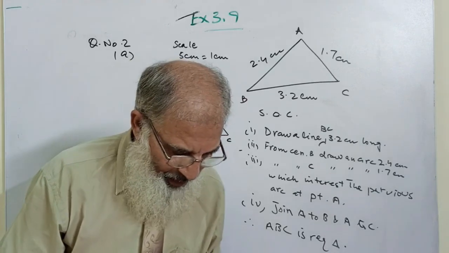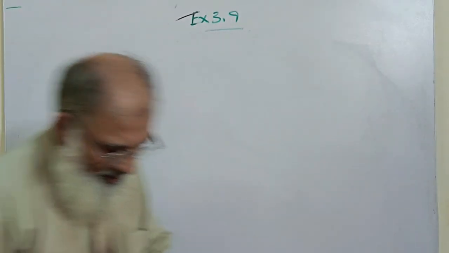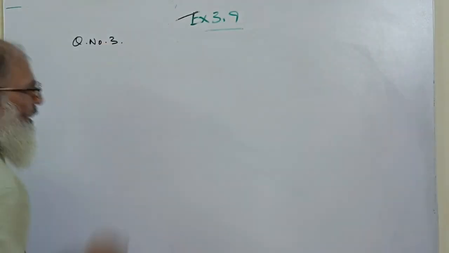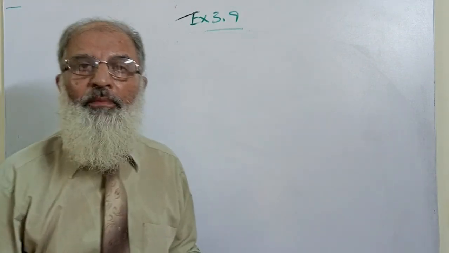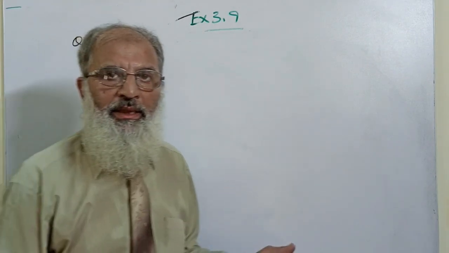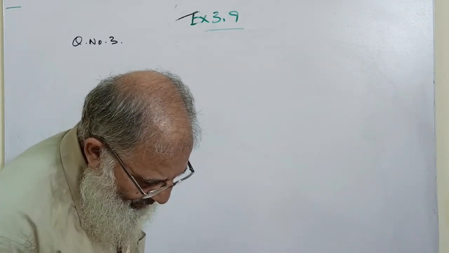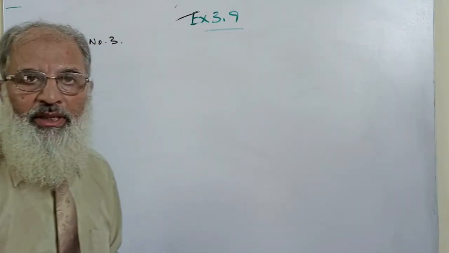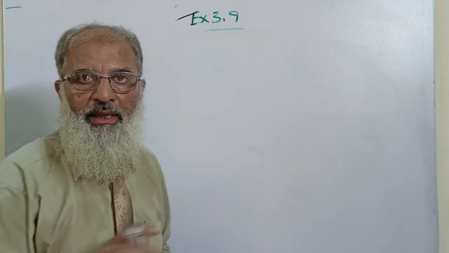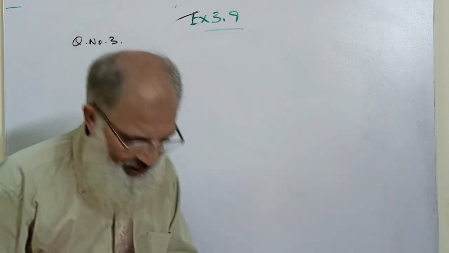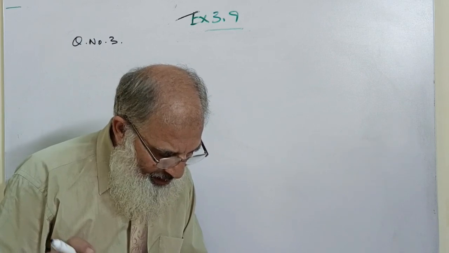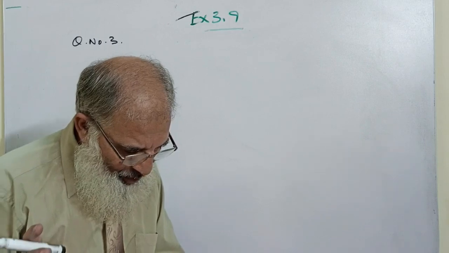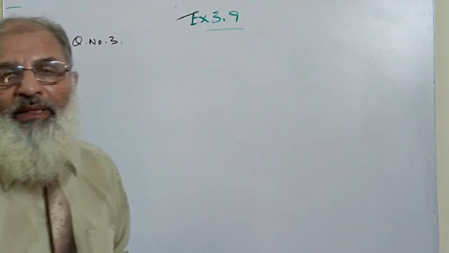Now let me do question number 3 for you. In fact, question number 3 part A is the same as in question number 2. The only difference is that the figure was given in question number 2, and question number 3 part A is written as an English sentence. I'll read it. Construct the triangle ABC with BC equal to 8.5 centimeters, AB equal to 7.2 centimeters, and AC. All the three measures are given.